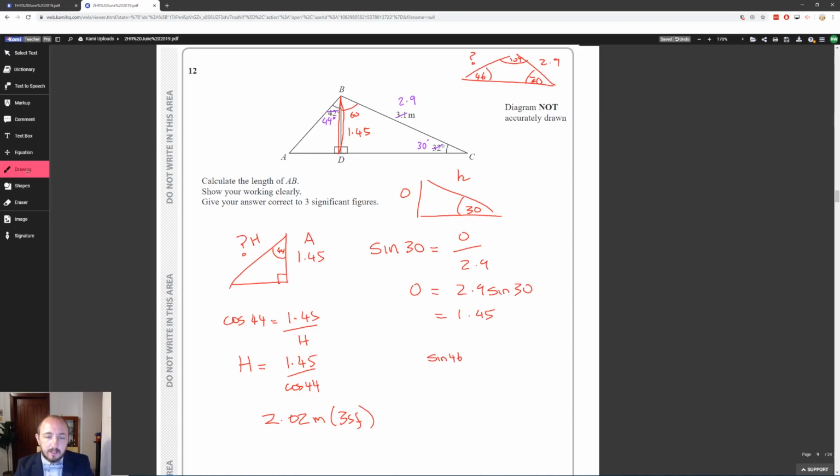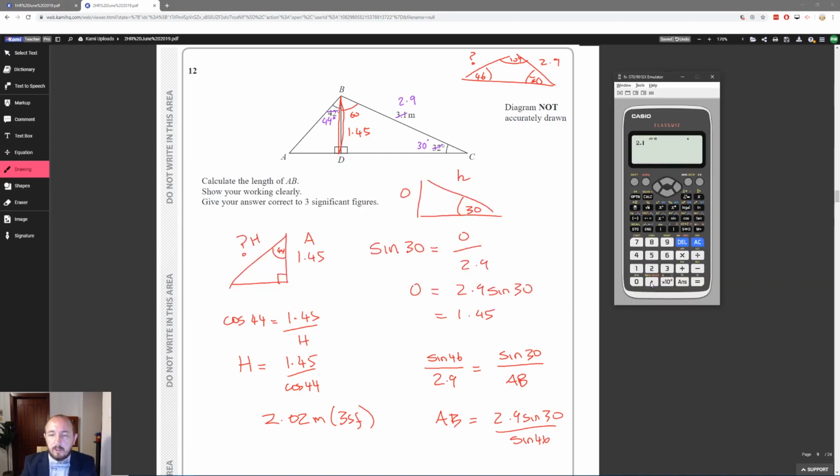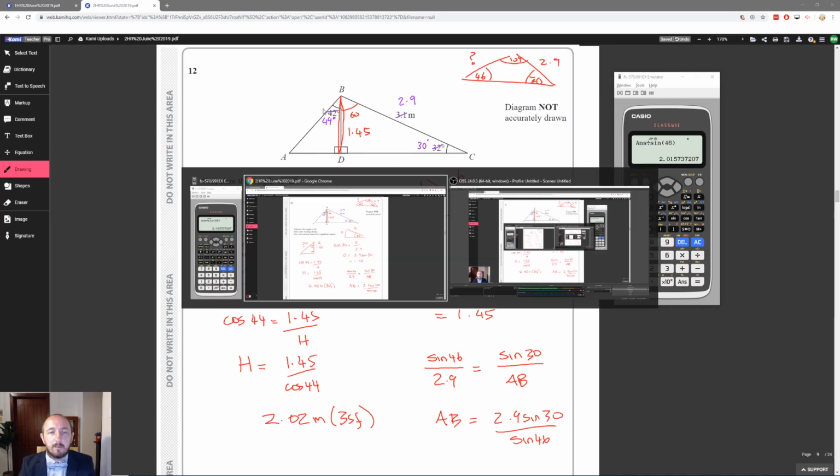So let's just see if that works. Sine 46 over 2.9 is equal to sine 30 over AB, the one we're trying to find. So we can rearrange this to get 2.9 sine 30 over sine 46. 2.9 sine 30 divided by sine 46 is 2.015. So we get the same answer if we use the sine rule directly without doing 2 steps of trigonometry.